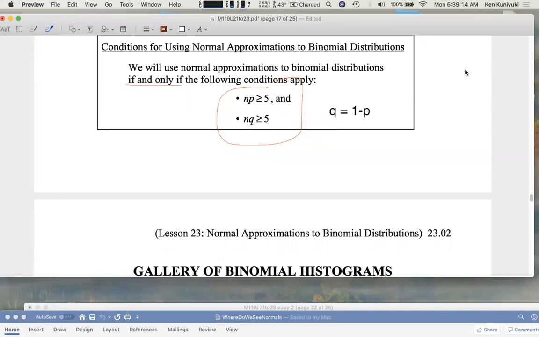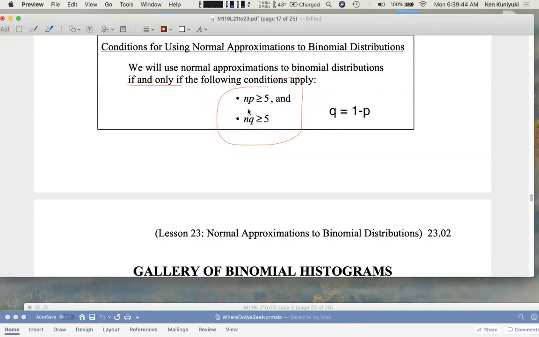Hi, everyone. We're continuing with lesson 23 on normal approximations to binomial distributions. We're saying that these normal approximations apply under these conditions: when np and nq are at least 5, where q is 1 minus p. n, remember, is the number of trials. p is the success probability per trial. q is the failure probability per trial.